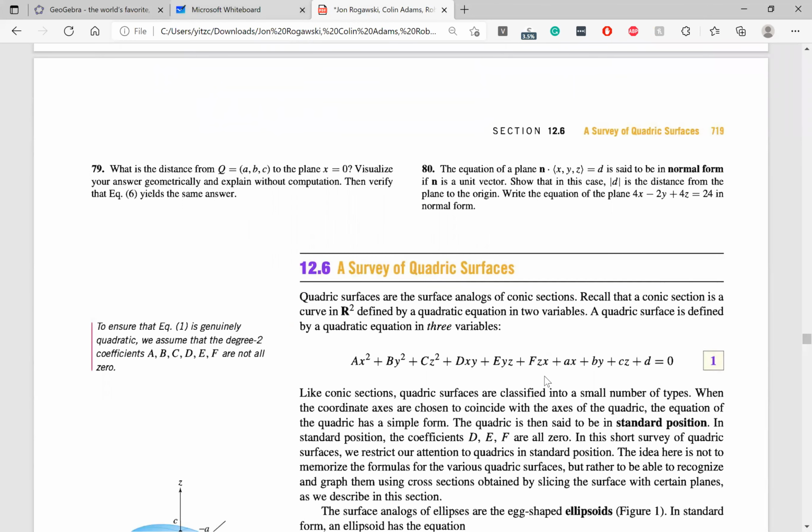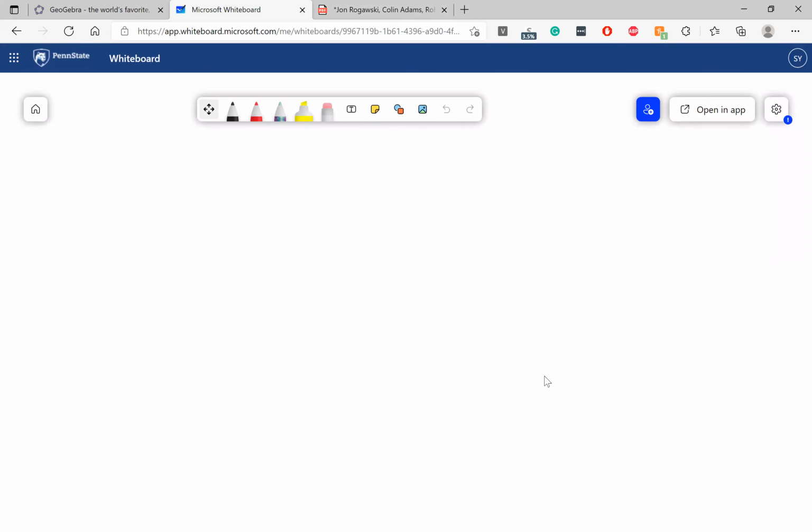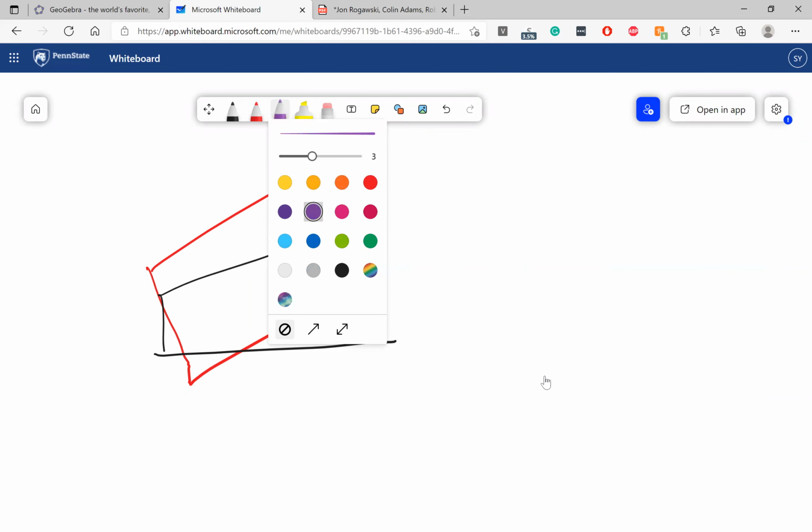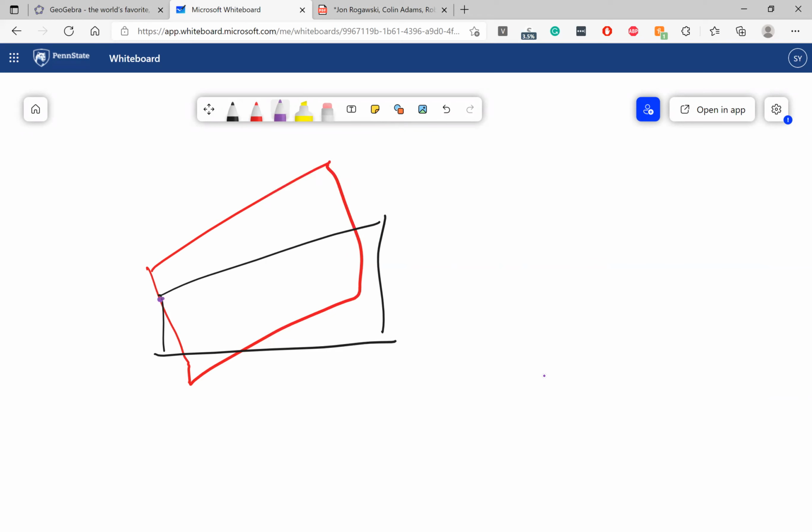Yeah, 12.5. So one of the questions that you might be asked is, if someone gives you two planes, let's say this is one of the planes over here, and here's another one, to find their line of intersection. As long as these planes aren't parallel, there is some line where they intersect. Let's say here, this is the line, and you might be asked to find this line.